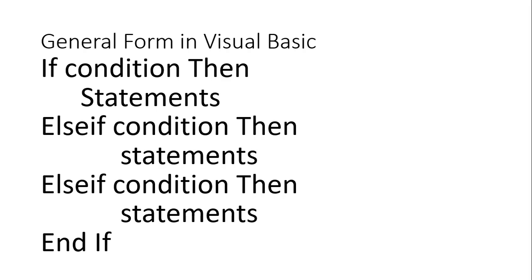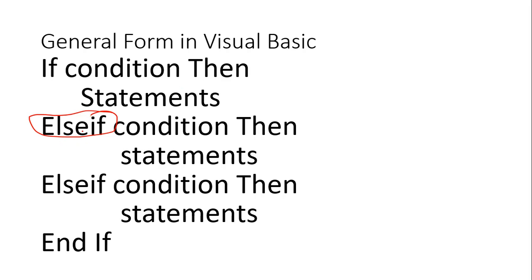So here's a general form in Visual Basic. Notice I just got my if statement here. So if condition, then statements. Remember, condition is something that can convert between true or false depending on what it will evaluate as. And then I have these else ifs right here. Notice there's no space in there. It's just literally the word else and if put together. And then it's another conditional.